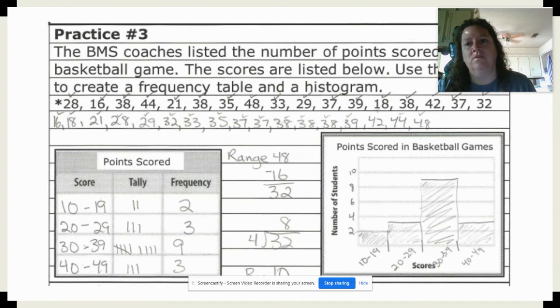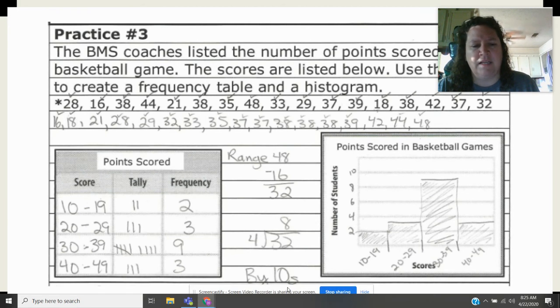Yeah, it's close because I don't want to have my intervals to be like 10 to 14, 14 to 18, because that's hard to count, okay? If you can do 5s or 10s in your intervals, that's really nice. And so with a range of 32, I divided it by 4 and got 8, and I rounded it up to 10. Can you see that?